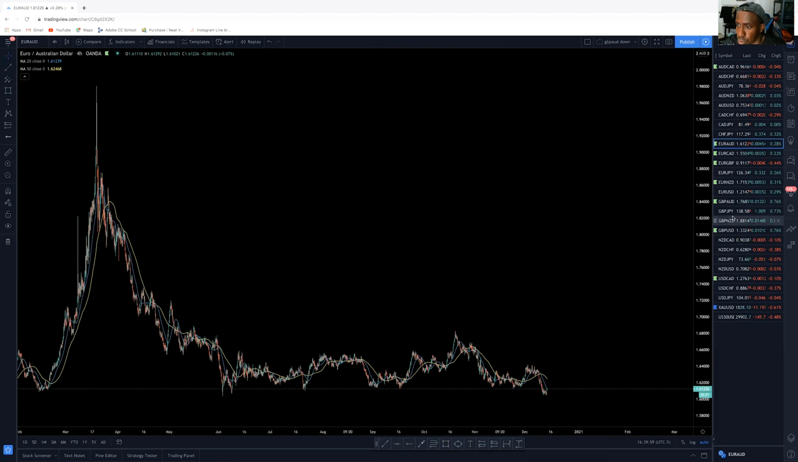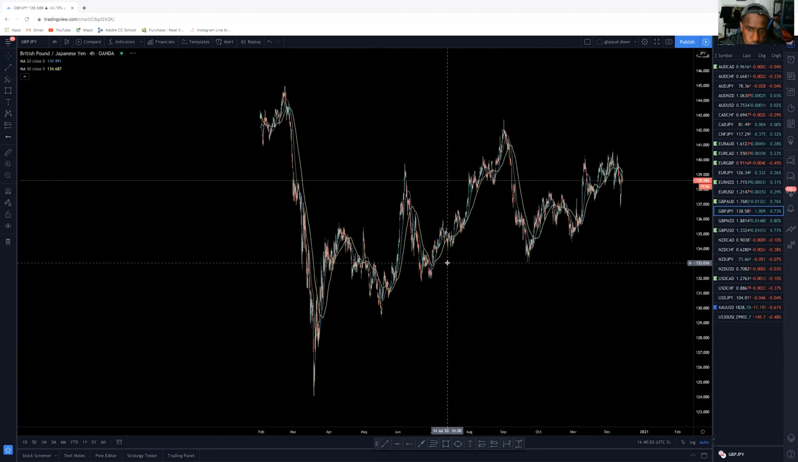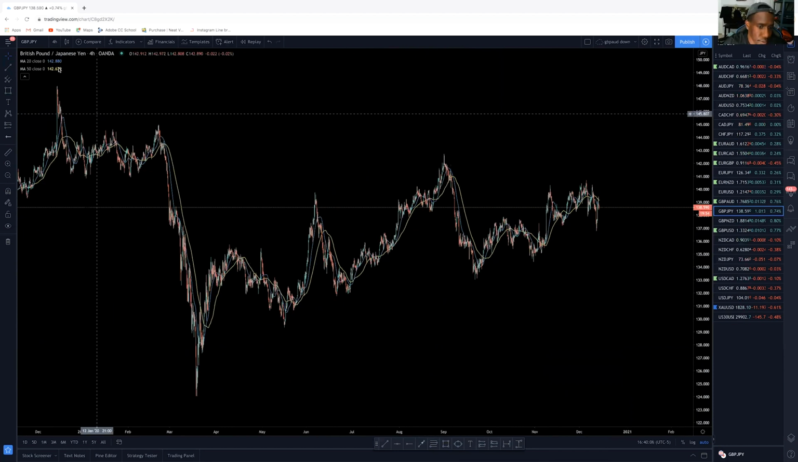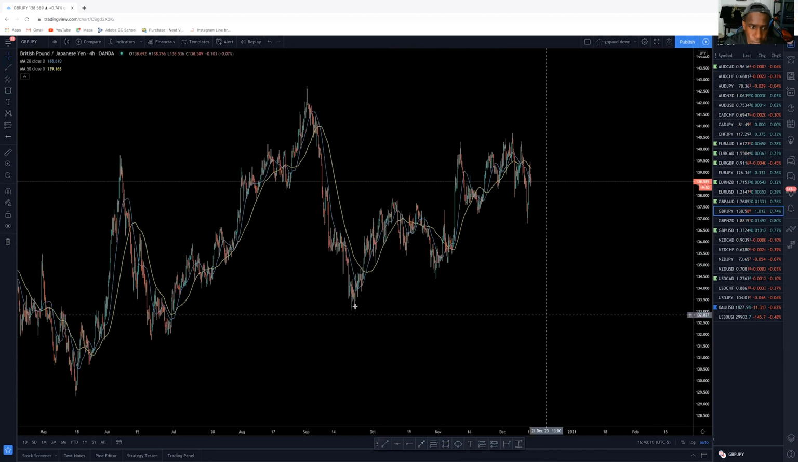Let's go to GJ. All right, let's remove everything. And this is the pair that I typically trade. This is the one that I trade. I love this pair. So let's look here.